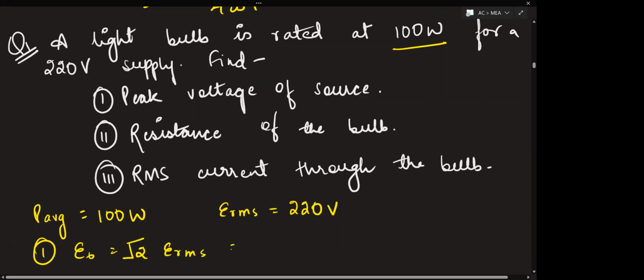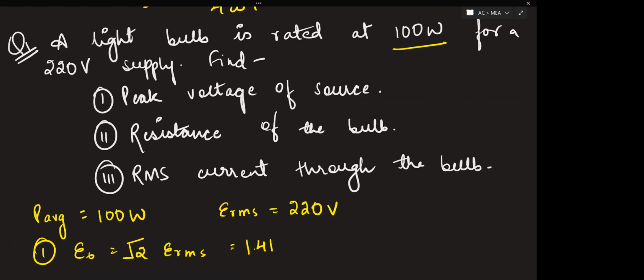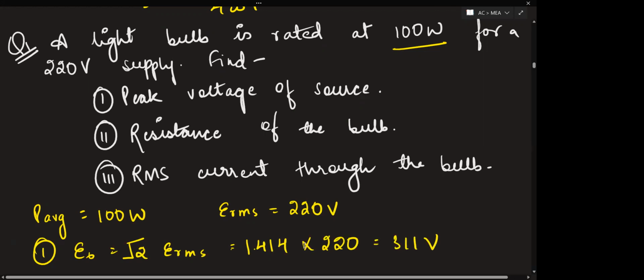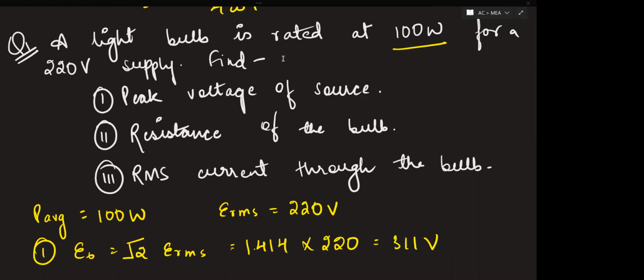So all the previous concepts only got utilized. This will be 1.414 into 220, so this will be approximately 311 volts. Your answer was right, sir. Now for the resistance of the bulb, any answer? Resistance is 484. Yes, correct.